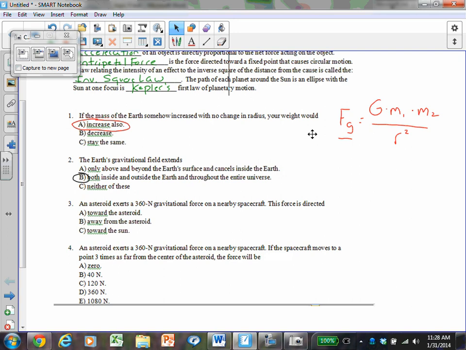All right, looking at this: an asteroid exerts a 360 Newton gravitational force on a spacecraft. Well, sometimes a little picture, I remember someone had a picture on theirs, helps. There's a spacecraft. The asteroid exerts a force. Which direction is it pulling it? This way, towards the asteroid. So now you can just answer it. The force is directed towards the asteroid, right? And if you've noticed on any multiple choice that I've given, I've never had a choice other than A or B.